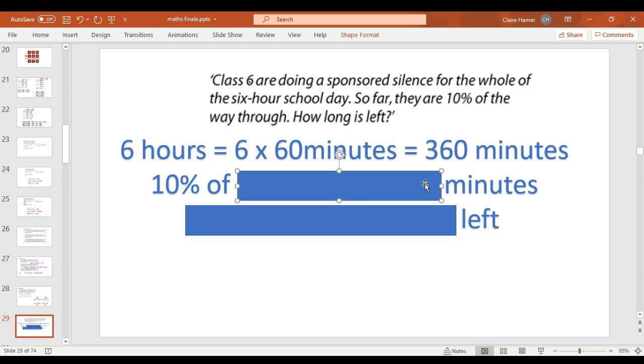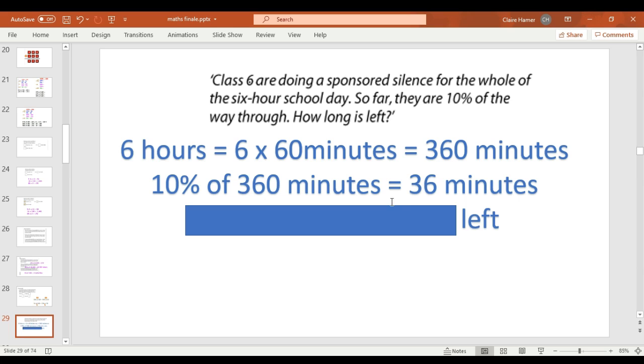Okay, so it's revealed. So I did 10% of 360 is 36 minutes. So far, they must have completed 36 minutes. So if this was a test, you'd have probably got 1 or 2 marks for getting to that point. Now, what are you going to do to work out how long is left?